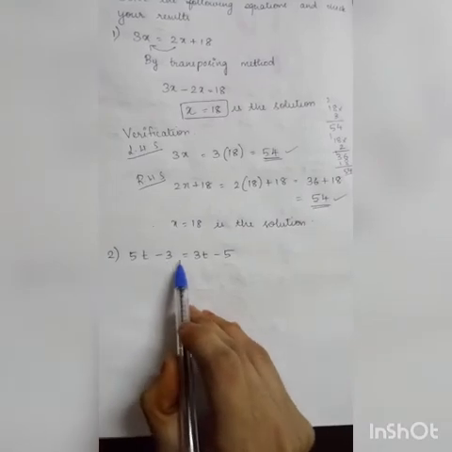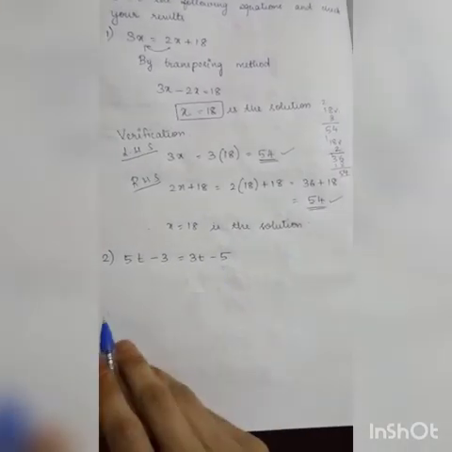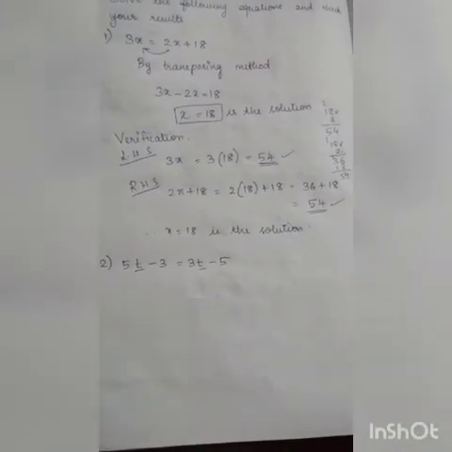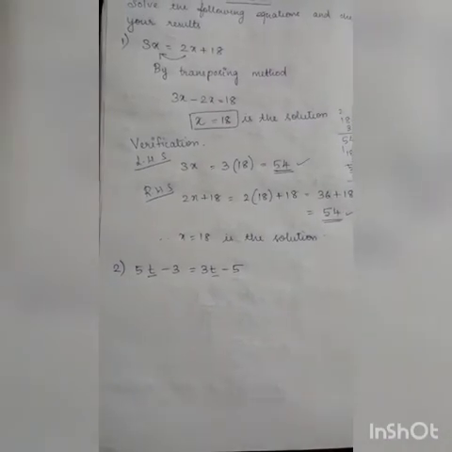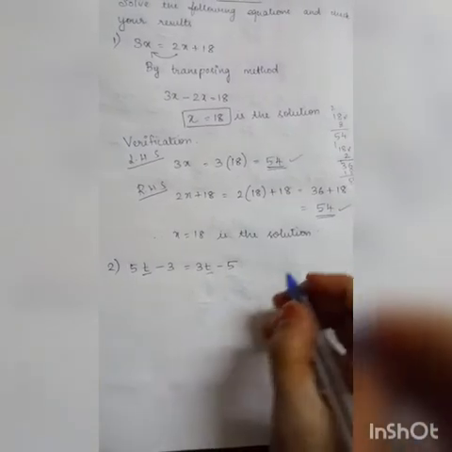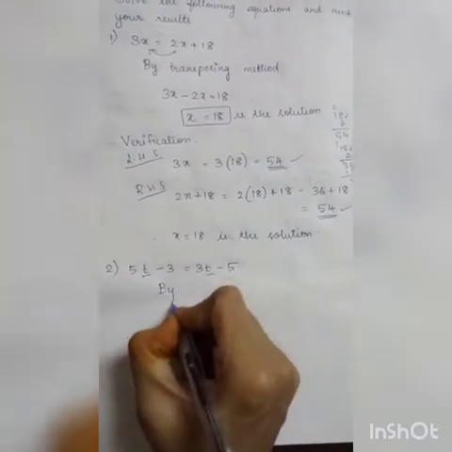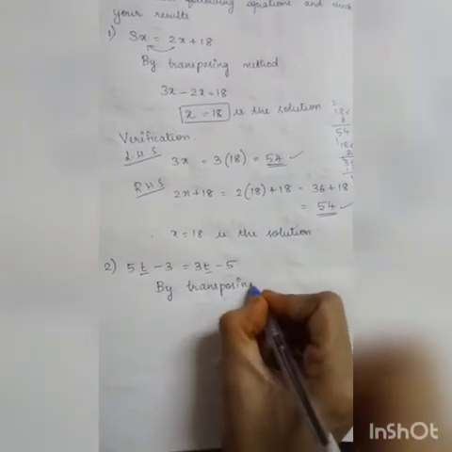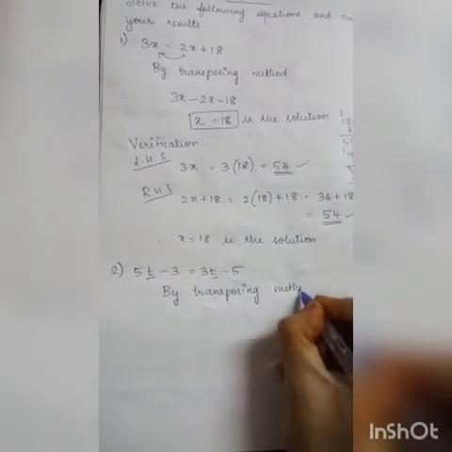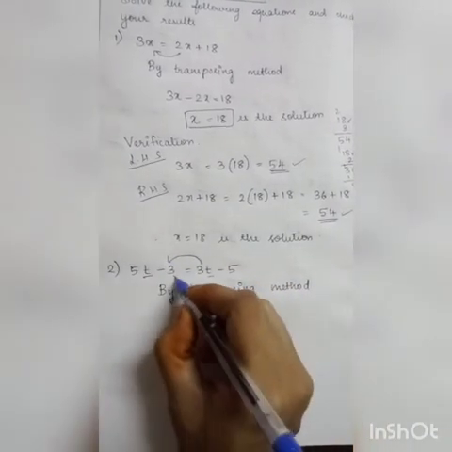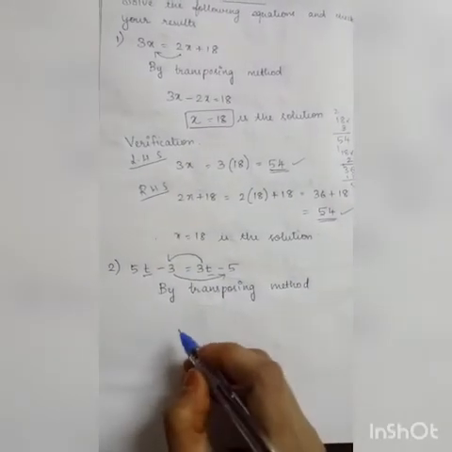5t minus 3 equal to 3t minus 5. So here what is the variable? T. So we want to find the value of t because t is our unknown. So if you find the value of t, that is the solution for this equation. So as usual, by what method? Transposing. Transposing means we are shifting one value to the other side. In the transposing method, you are going to shift the variables towards that side and constants towards this side.